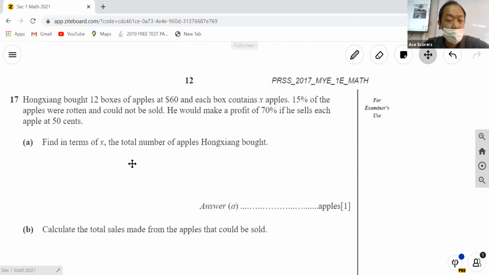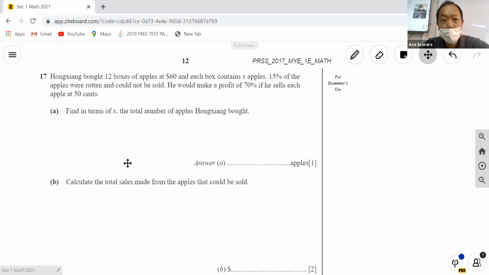Last one, percentage. Hong Xiang bought 12 boxes of apples at 60 and each box contains X. 15% were rotten. You don't know how to do this? Percentage. Okay, Samuel. Last one, then we'll switch to Samuel's question.